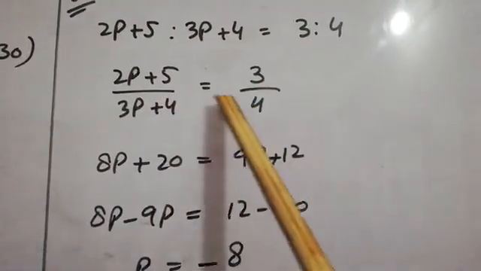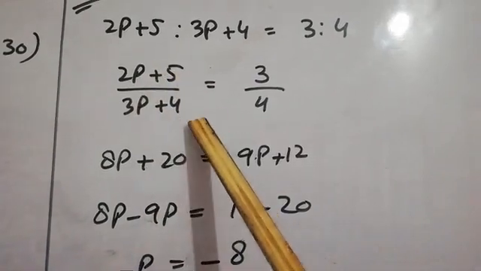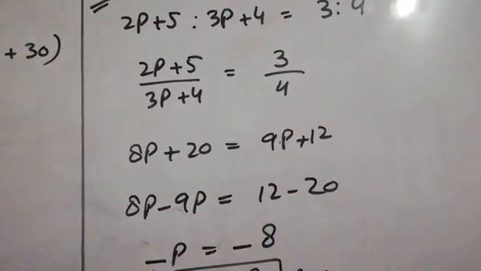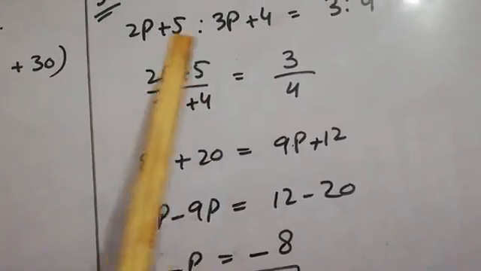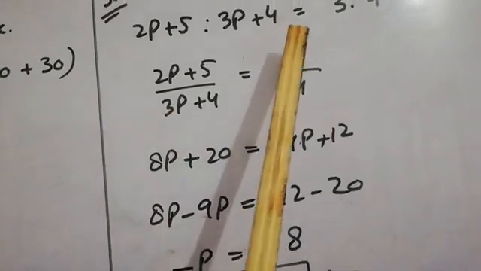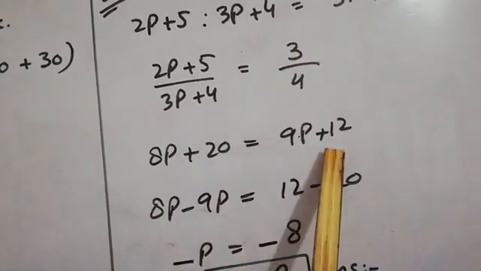We will multiply 4 by this numerator and 3 by this numerator, 3p plus 4 by this numerator. So we will multiply in cross form. 4 2s are 8, 4 5s are 20, 3 3s are 9p, 4 3s are 12.